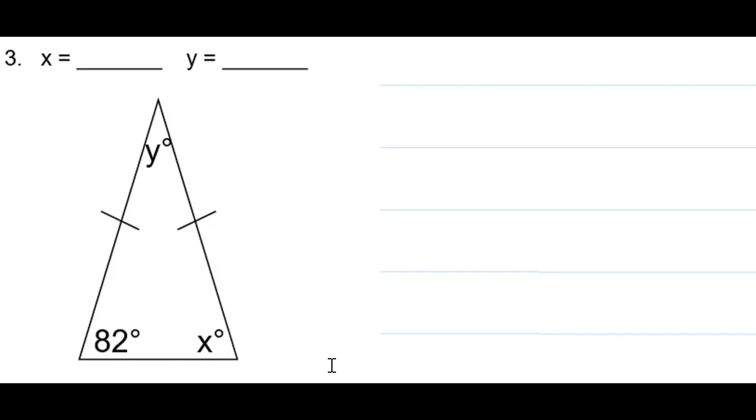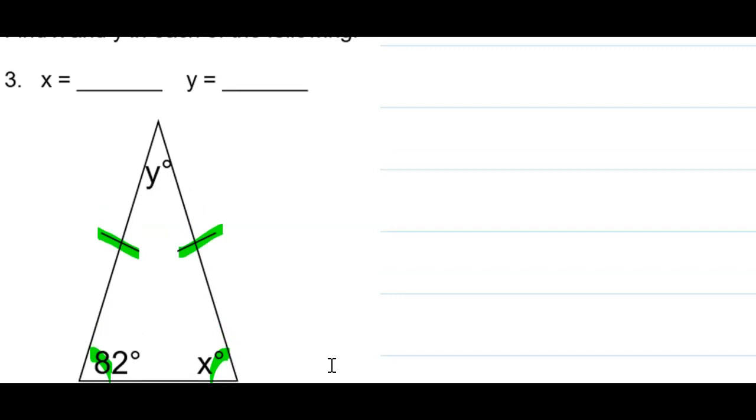And here we have two measures that we don't know. All right, so what information do we know about this problem? It is isosceles. How do we know it's isosceles? Right, those two tick marks are telling us they're isosceles. Yes, so because these are isosceles, then these angles are congruent. So you guys are correct, Myla and Samaya, x is equal to 82.